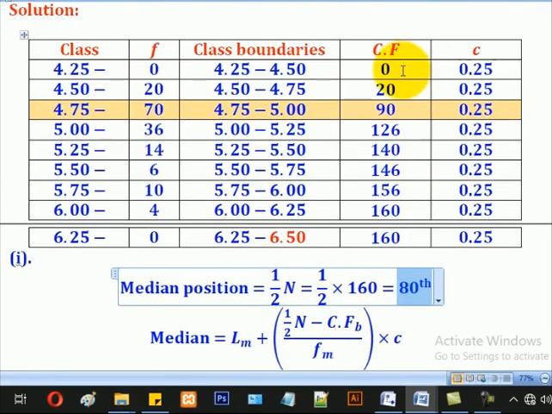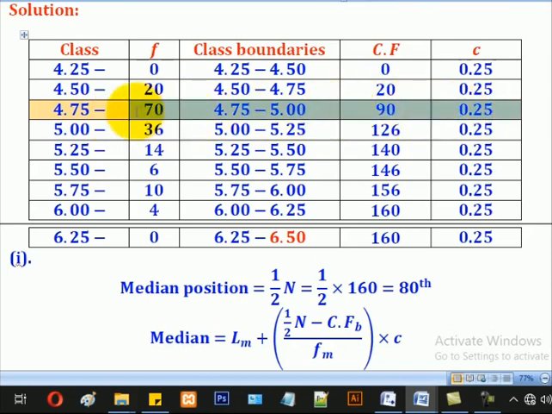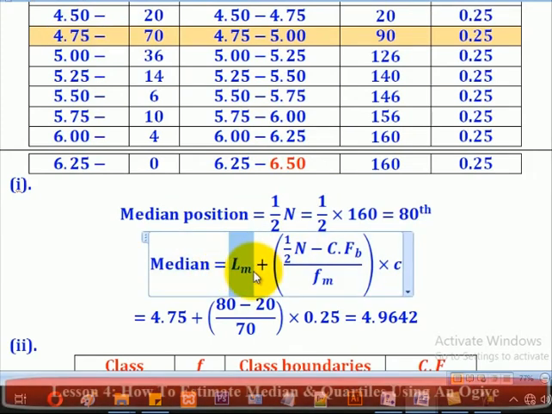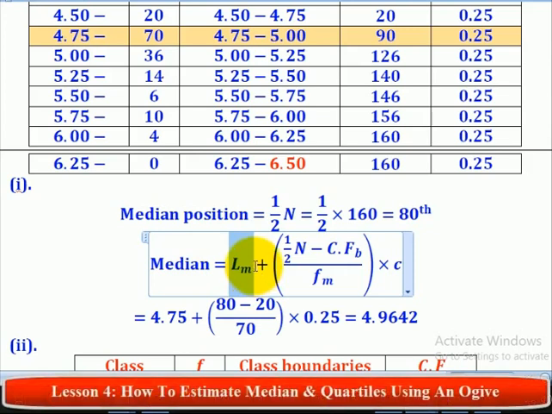Now in the column of CF, we are going to look for a value which is slightly greater than or equal to 80. So when you come to this, 20 is less, but this one, 90, is greater than 80, and it is the one which is slightly greater, because from 20 you go to 90. So this becomes our required row of interest, where this is the median class. Now we shall use that row to find some parameters. So median is given by the formula, where LM denotes the lower class boundary of the median class.